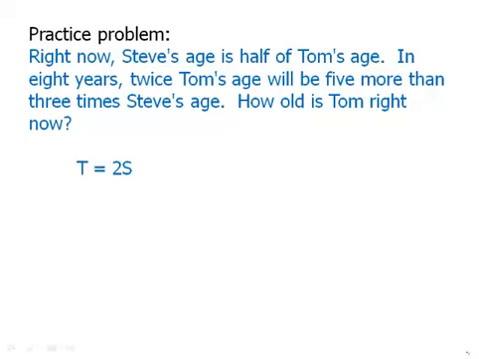Well, first thing I'm going to say, T is going to be Tom's age now. S is going to be Steve's age now. And I could write it as S equals 1/2 T, but I think it makes more sense to write it as T equals 2S. That way I don't have to think about fractions. Now for the other ages, I'm going to have to use T plus 8 and S plus 8. So twice Tom's age, 2 times T plus 8, will equal 5 more than 3 times Steve's age. 3 times Steve's age is 3 times S plus 8. So we get this equation, 2 times T plus 8 equals 3 times S plus 8, and that quantity plus 5.